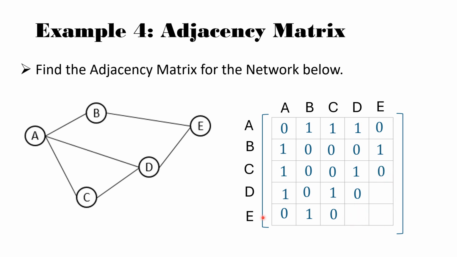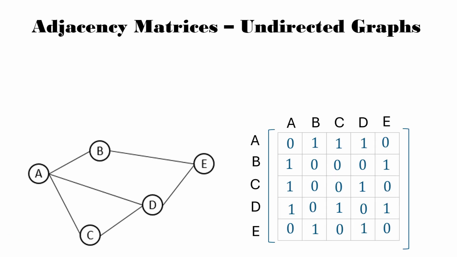Next, I look at here, which is E to D. E to D has one connection. And equally, there is a connection between D to E, which is also 1. And then lastly, in this corner is how many connections between E and itself. And the answer is 0. So that is our adjacency matrix for that particular network.